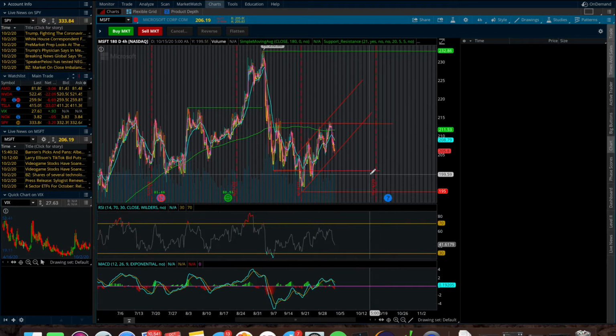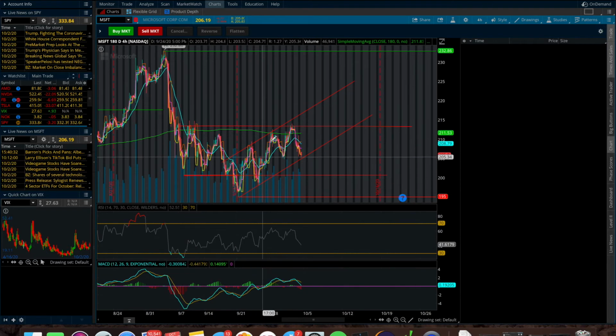Now, we do know because of earnings, a lot of volume and momentum is going to step in. That's because when it comes to stocks like Microsoft, Apple, a lot of people are very bullish on it and they tend to rally before earnings. So we're going to make money off this rally.